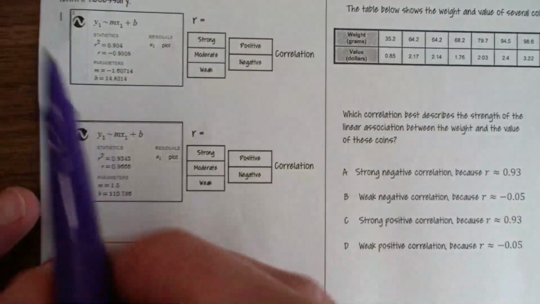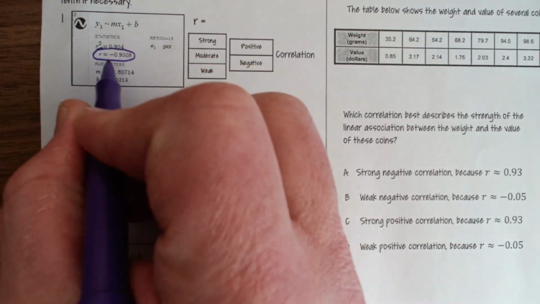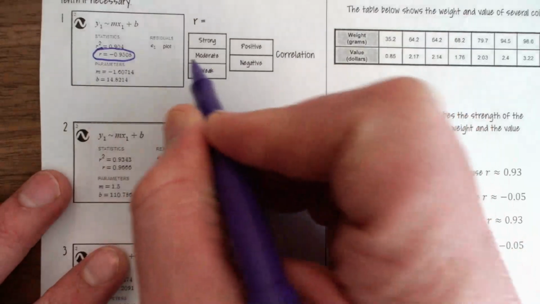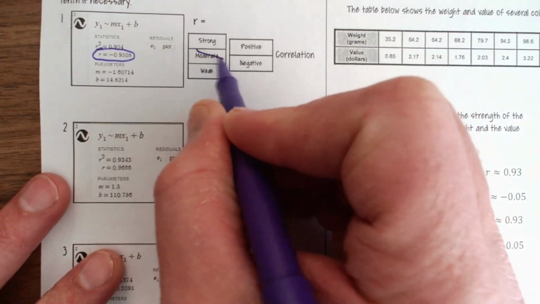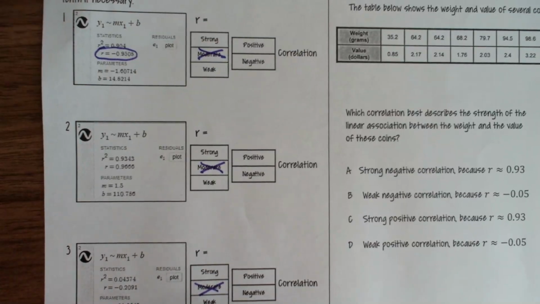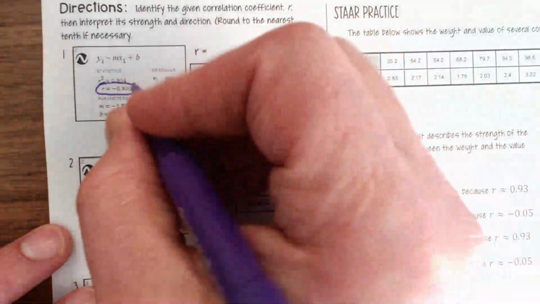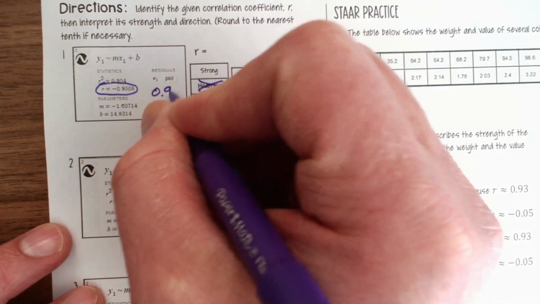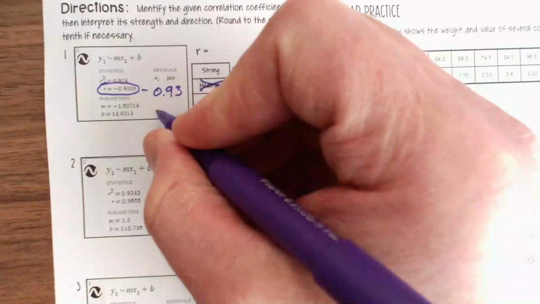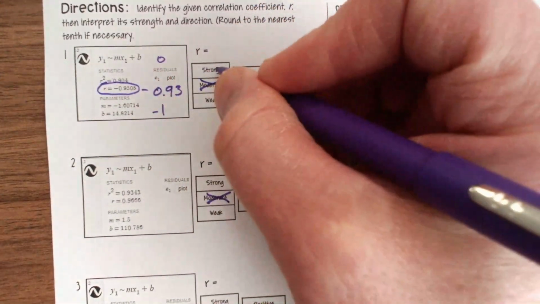So if you're looking at this right here, we would look at this R value, and this is -0.93. You see this part where it says moderate? Cross that out. Anywhere you see moderate, just go ahead and cross it out. We're not going to test you on moderate. We're only going to test you on strong or weak. Okay? So -0.93 is very strong because that is very close to -1. Much further away than 0. That's what you're trying to see.